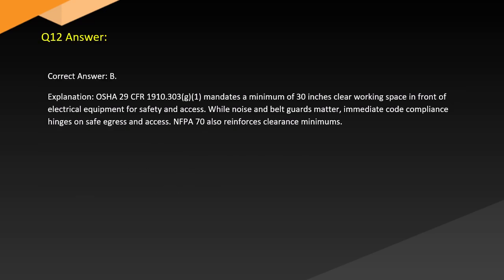Answer. Correct answer: B. Explanation. OSHA 29 CFR 1910.303(g)(1) mandates a minimum of 30 inches clear working space in front of electrical equipment for safety and access. While noise and belt guards matter, immediate code compliance hinges on safe egress and access. NFPA 70 also reinforces clearance minimums.